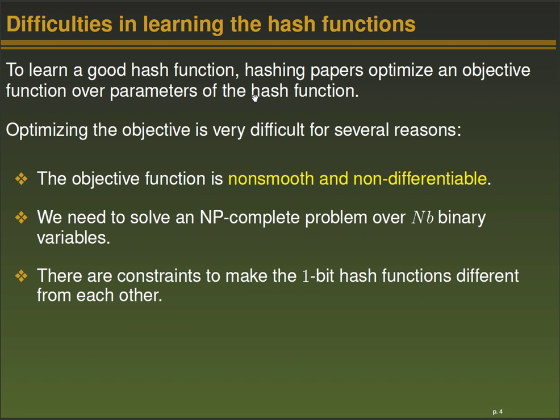To learn a good hash function, hashing papers define an objective function and optimize it over the parameters of the hash function. The objective function, most of the times, is very complicated and it is very difficult to optimize. The main reason is that the output of the hash function is binary and it makes the objective function non-smooth and non-differentiable.